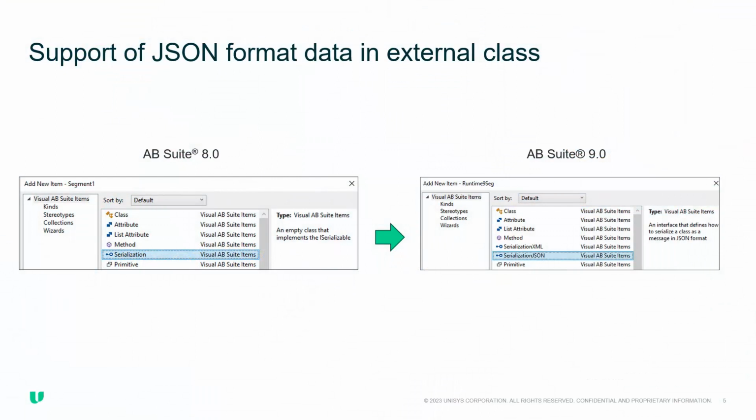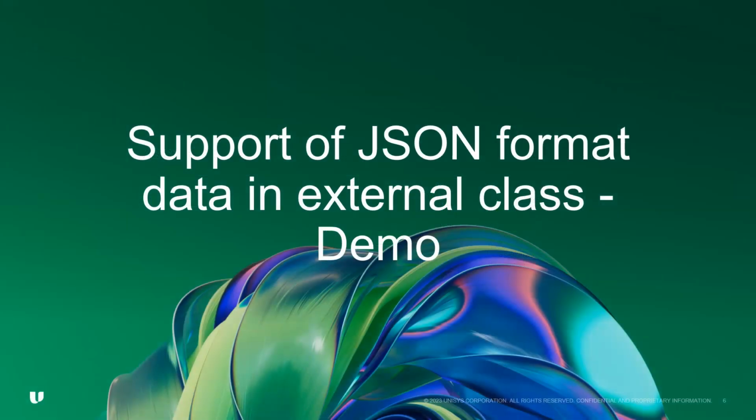In the previous releases, we had serialization under add new item, which was an interface that a class can implement, and the class can then be serialized into XML format string. In 9.0, serialization is split into serialization XML and serialization JSON. A class can implement either or both interfaces. The serialization to XML or JSON format string will be dependent on which interface is used for the transaction. Let us see a demonstration of this feature.